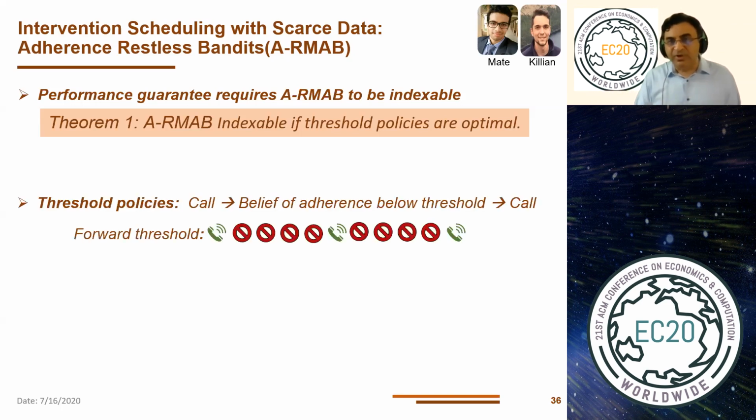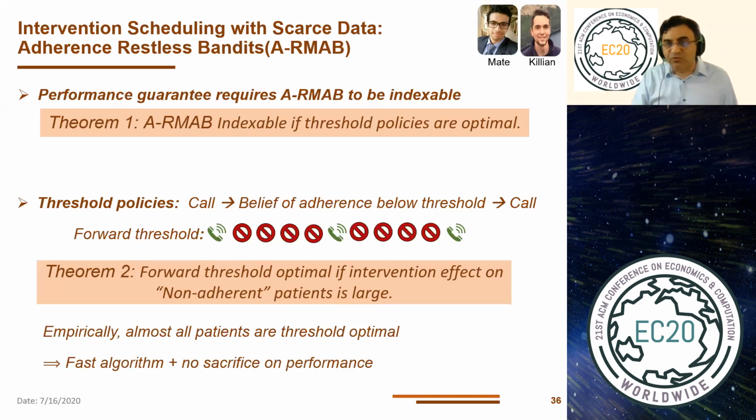So what's a threshold policy? You call a patient, our belief that the patient is adhering goes up. You don't call, the belief starts going down. When the belief goes below a threshold, we call again. And then again, when we don't call them, the belief starts to go down. So we can show that forward threshold policies are optimal if the intervention effect on non-adherent patients is large.